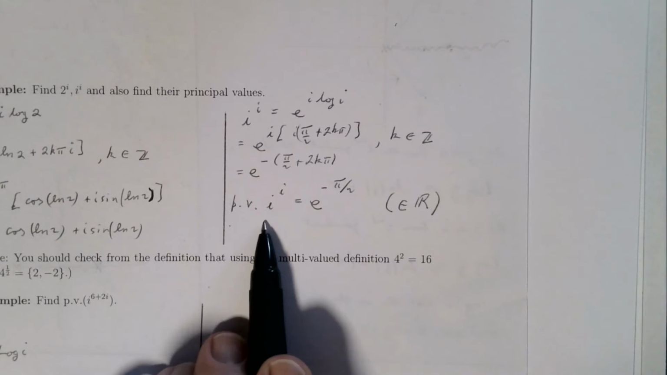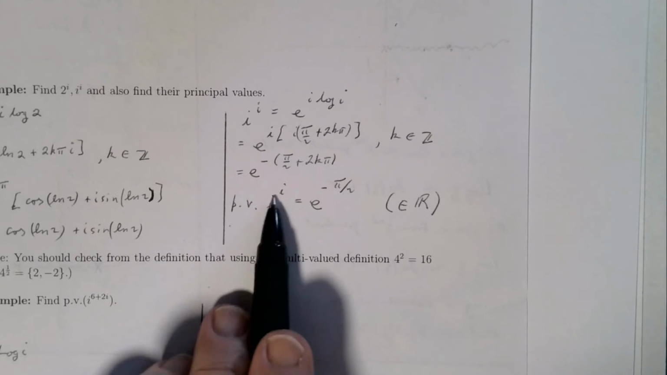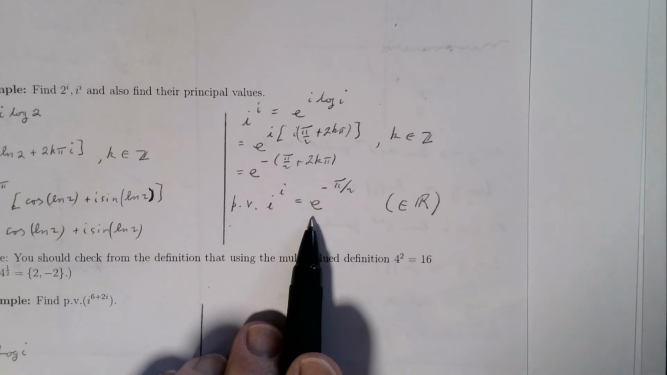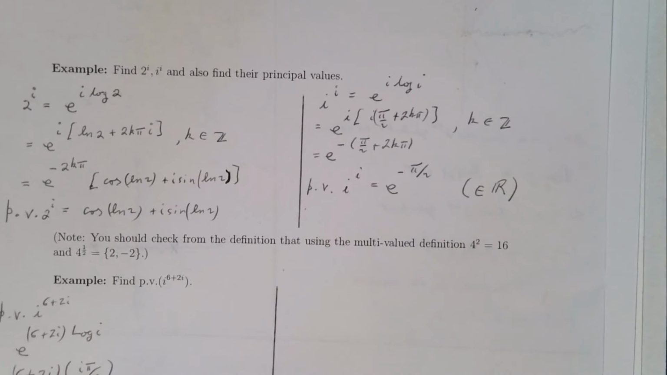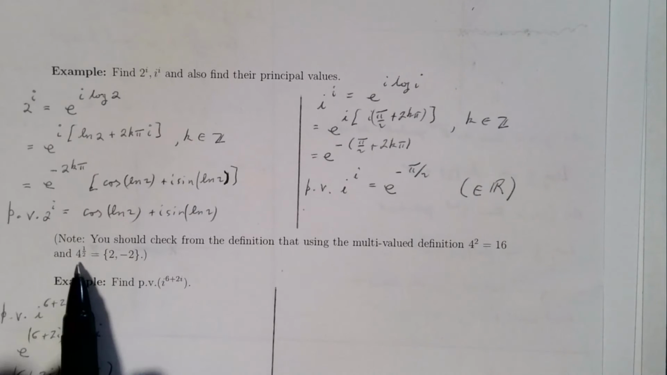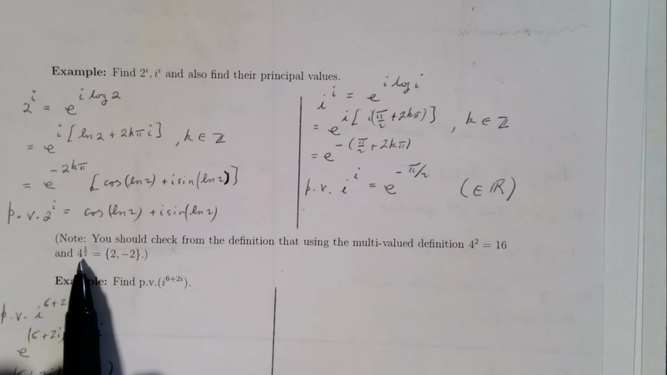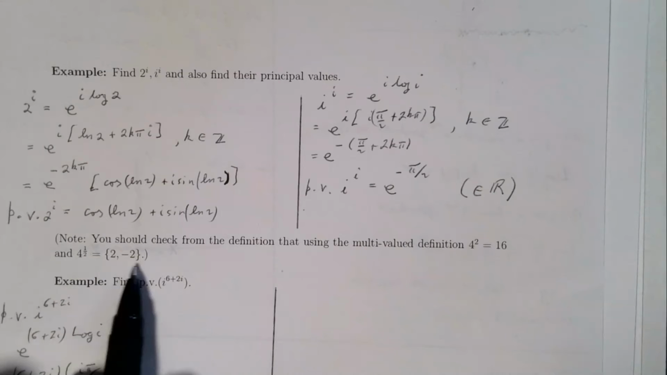That's a pretty formula. The principal value of i to the i is e to the minus pi on 2, which, as I mentioned, is real. Now, you're perhaps thinking, well, what happens if I work out, say, 4 to the half, the square root of 4? Well, you'd hope to get just 2 and minus 2.